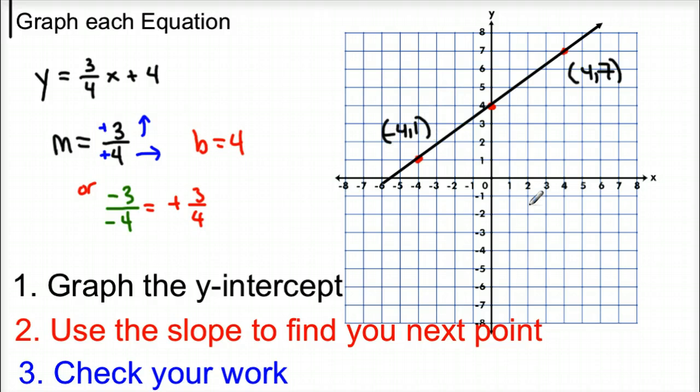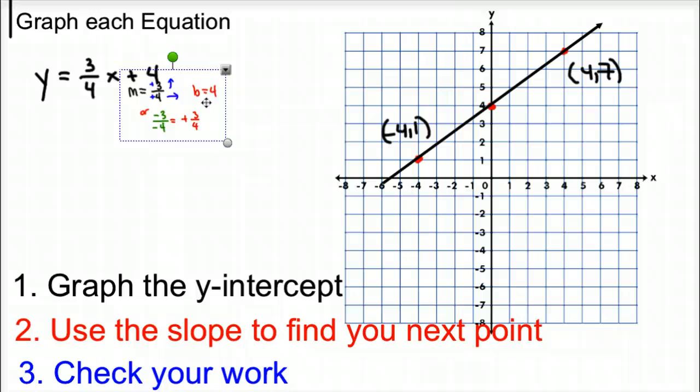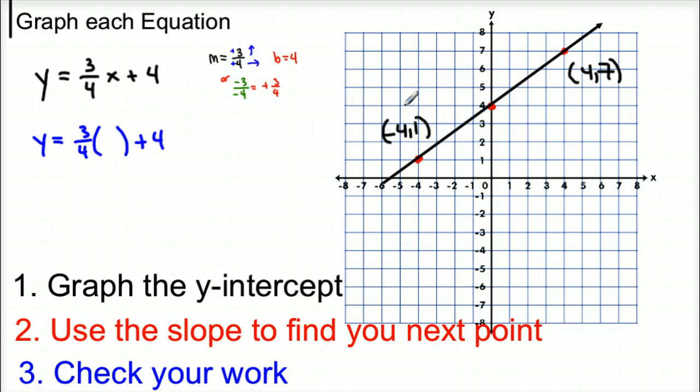If we use our function here, let's test this out. We'll shrink this down to size for a second. So we'll say that y equals 3/4 times my input plus 4. I guess we'll go with this one first. Let's input negative 4 here.